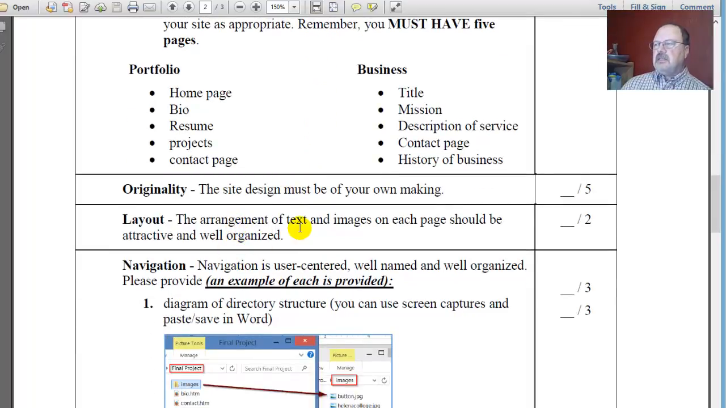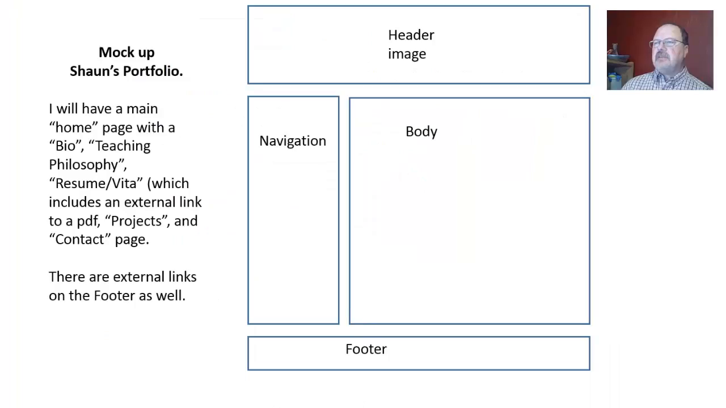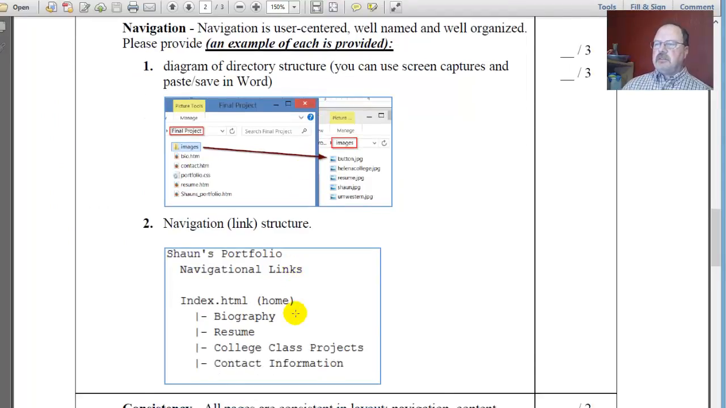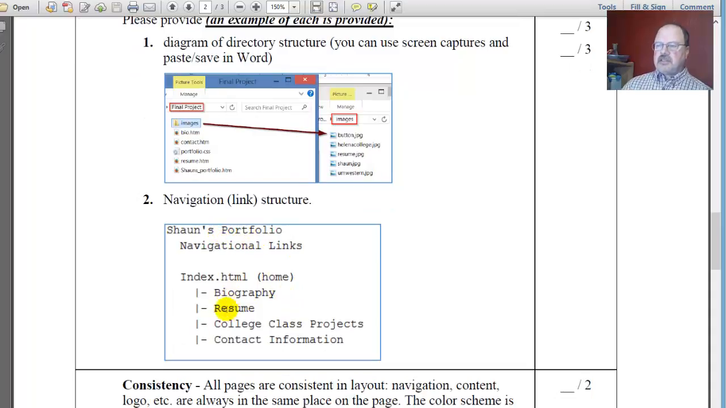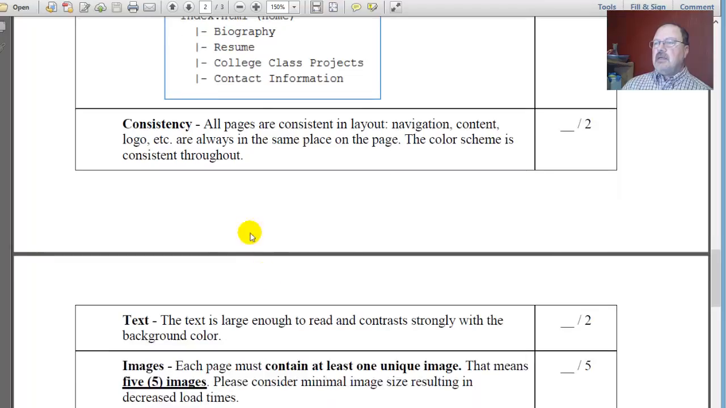Originality, layout, navigation. Now I have this navigation put into one slide. This is my file structure. That's what images look like, and I would probably want to include the navigation link structure as well in this fashion. So we just want to think about what the directory structure looks like and what the actual HTML web navigation structure is. And consistency: they all need to look about the same.